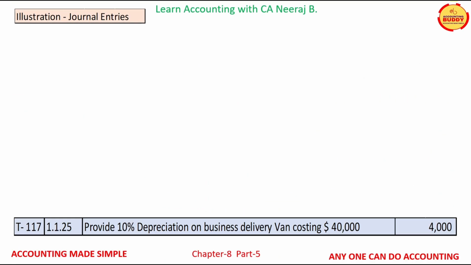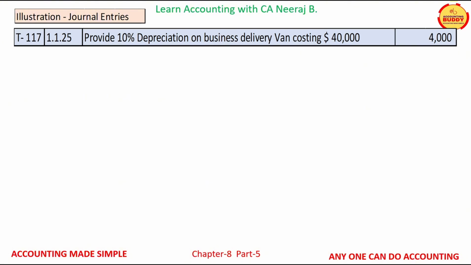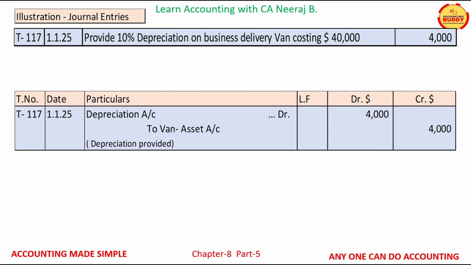Transaction T117 on your screen is provide 10% depreciation on the business delivery vehicle costing $40,000. The two accounts affected by the transaction are depreciation account and asset account. Depreciation account is an expense account, and as per expense account rule, debit the expenses when they increase. Van account is an asset account, and as per asset account rule, credit asset when it decreases. Therefore, the transaction is passed for $4,000 by debiting the depreciation account and crediting the asset account of the van with proper narration for the entry.